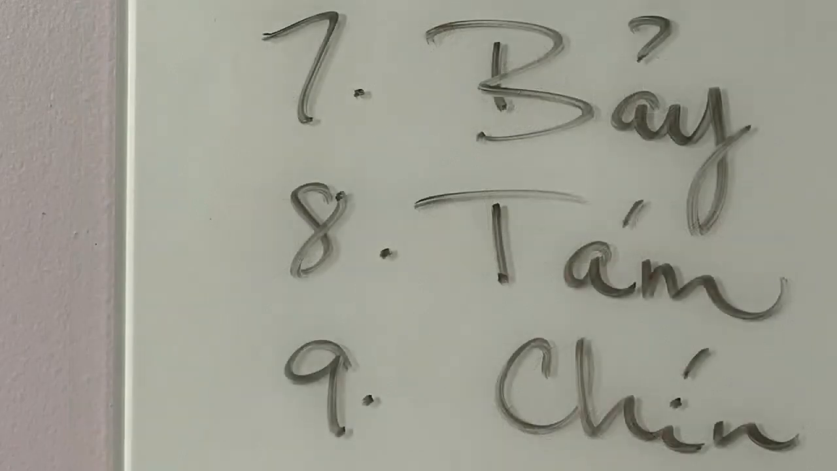To say 7 in Vietnamese, you say bảy, bảy, bảy. Bảy is 7. To say 8 in Vietnamese, you say tám, tám, tám. Tám is 8 in Vietnamese.